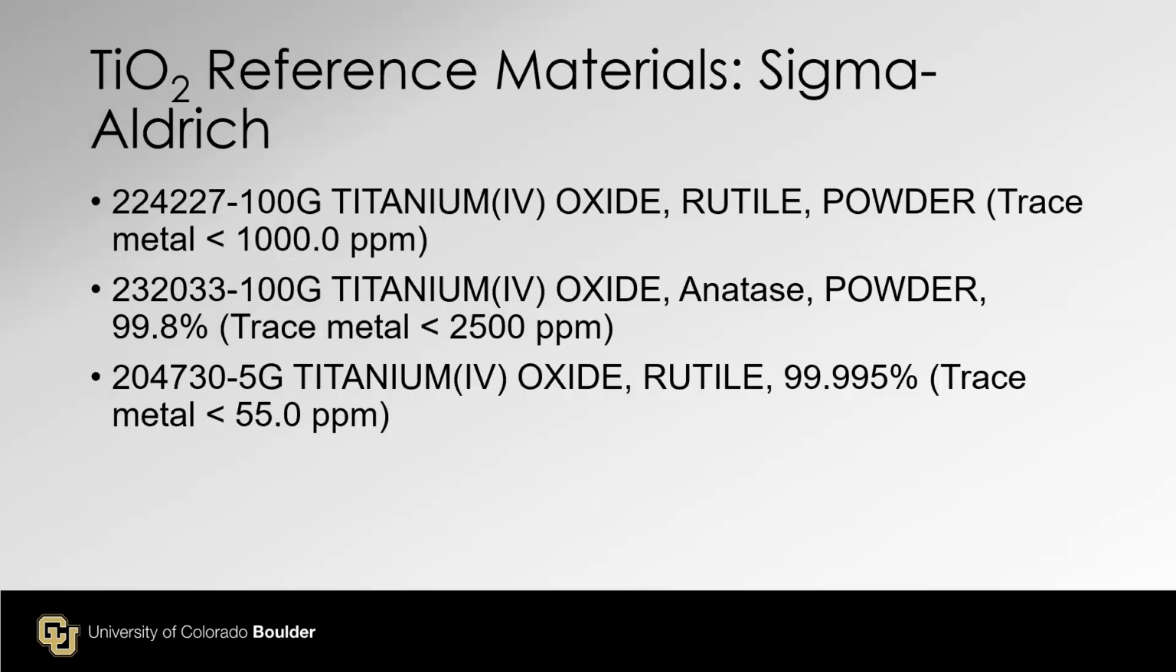Okay, I have some TiO2 reference materials from Sigma Aldrich. The first one, I don't care about the phase, is rutile powder, trace metal 100 ppm. Trace metal is less than 1000 ppm. And the other one is in a different phase, anatase powder, 99.8%, trace metal should be lower than 2500 ppm.